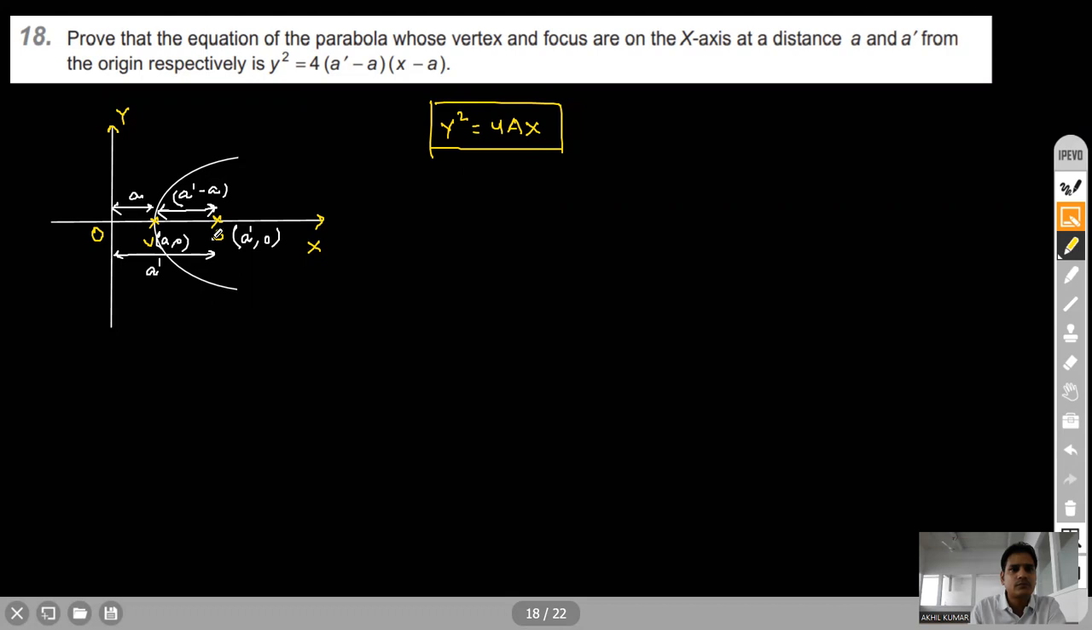Now, in this case, if you see, what is this? Basically, this 4a represents, what is this a represents? A represents nothing but this distance between vertex and focus, right? So in this particular case, what is given in the question? What is a? A is nothing but a dash minus a, right?